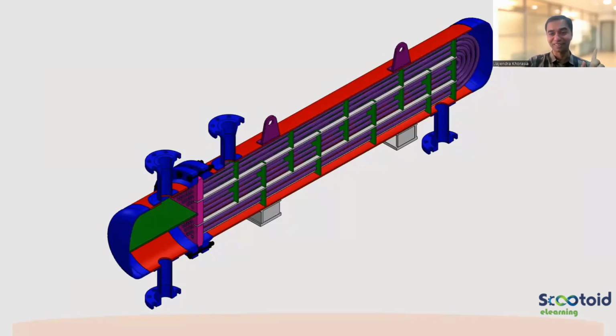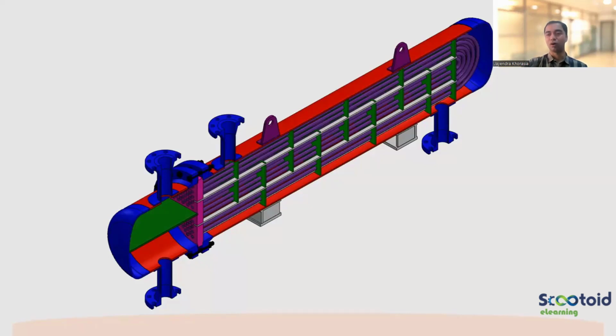No, this is not hairpin. Remember, this is not hairpin. In a hairpin, the entire heat exchanger was in a U shape. However, over here, inside the shell, only the tubes are bent. Only the tubes are having a U. And they are inside one shell.